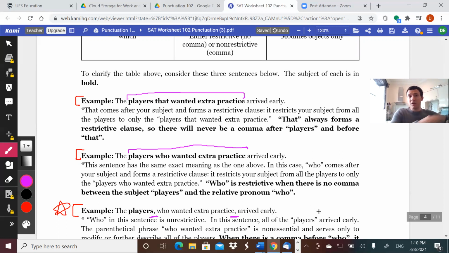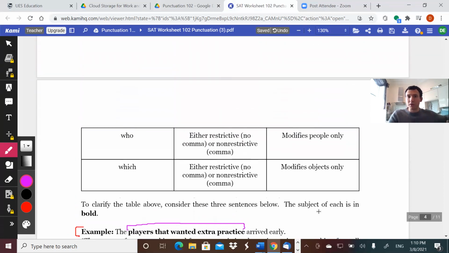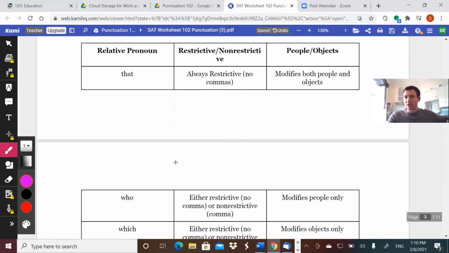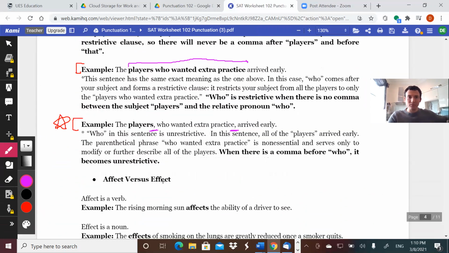So whenever you see a who or a which, you want to see whether or not a comma follows it. If a comma follows it, then you're just getting additional information about the noun. If there's no comma, then it's restricting the noun. That will never have commas, always restricts the noun.